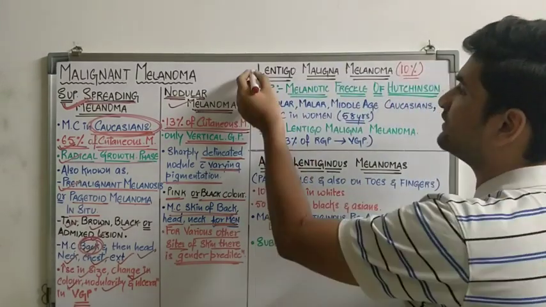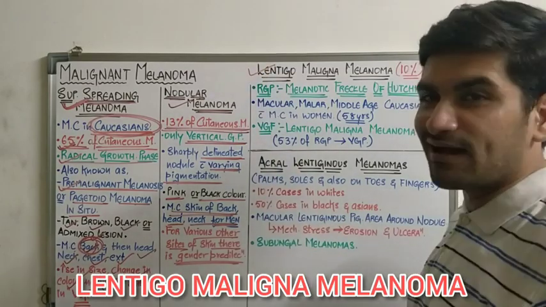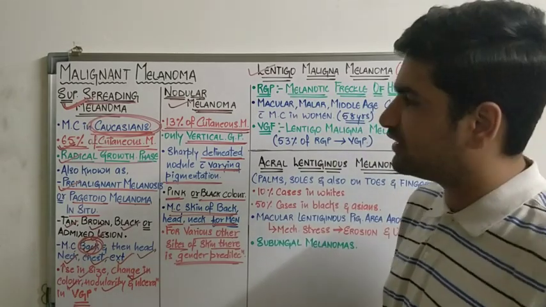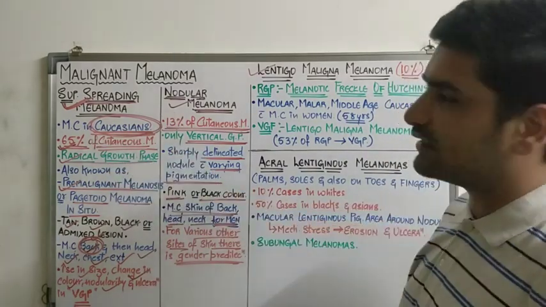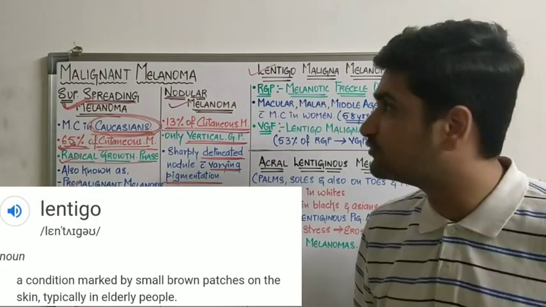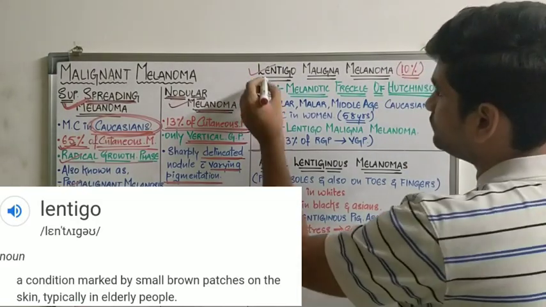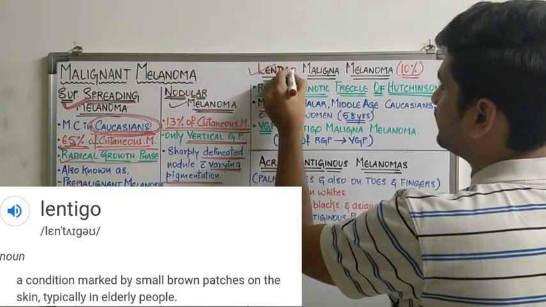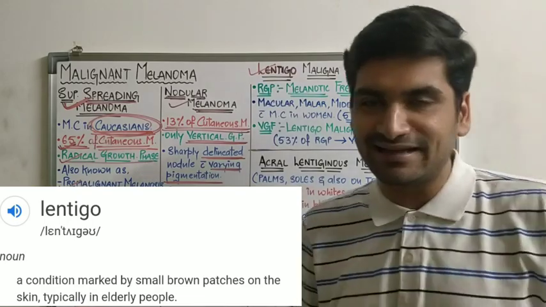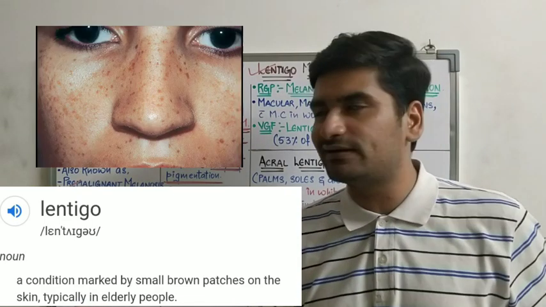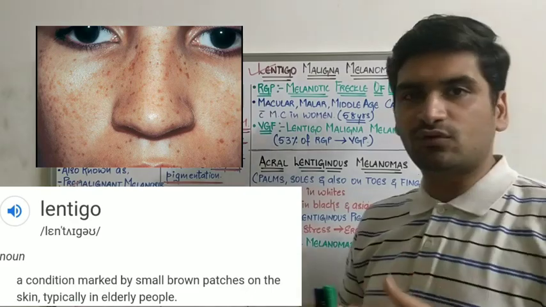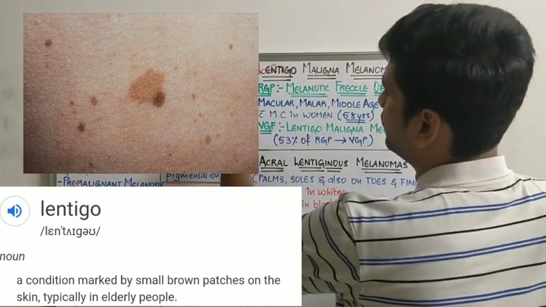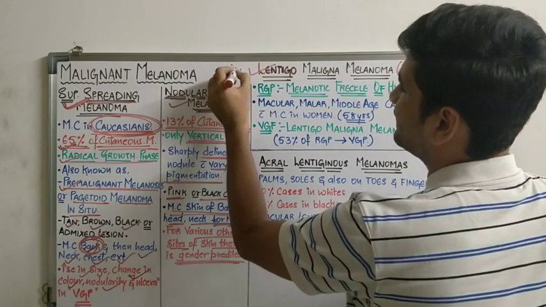Next, moving on to the third category, that is lentigo maligna melanoma. Now this accounts for 10% of cutaneous melanoma. This was 65, then 13, and lentigo maligna melanoma accounts for 10%. Now what is the meaning of lentigo? Lentigo means a cluster of pigmented spots on the skin, right? Chote-chote cluster of pigmented spots which occurs due to collection of pigmented cells beneath the skin. As a chote-chote cluster of pigmented spots onto the skin, you guys can see.